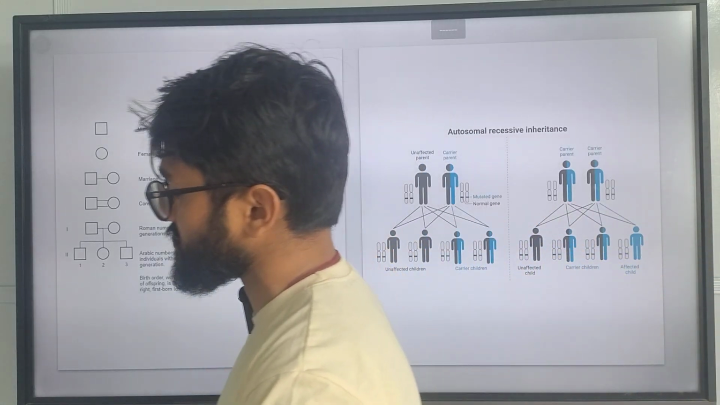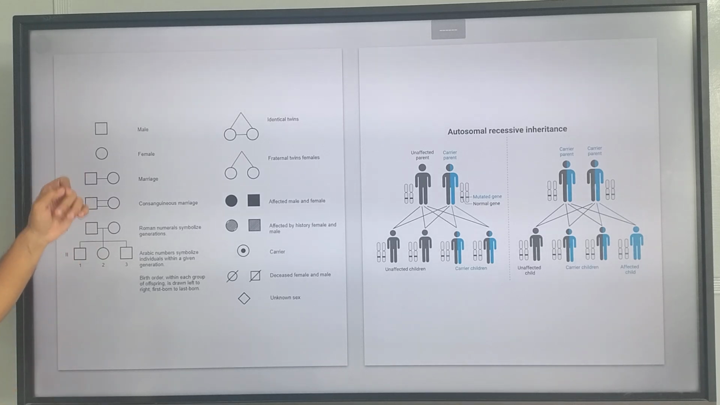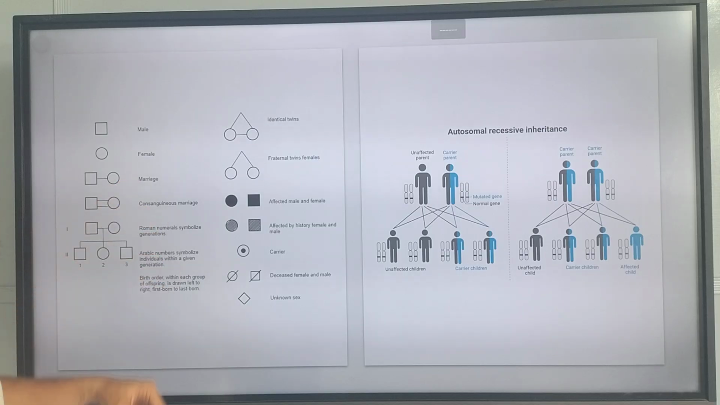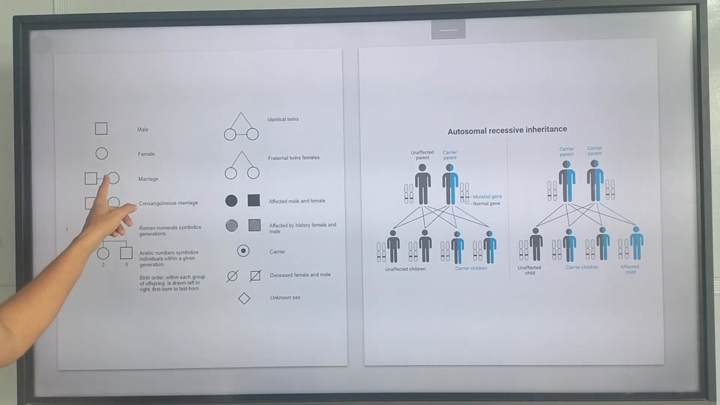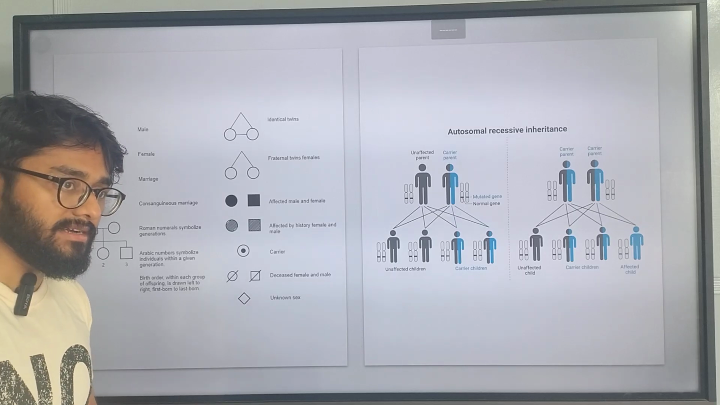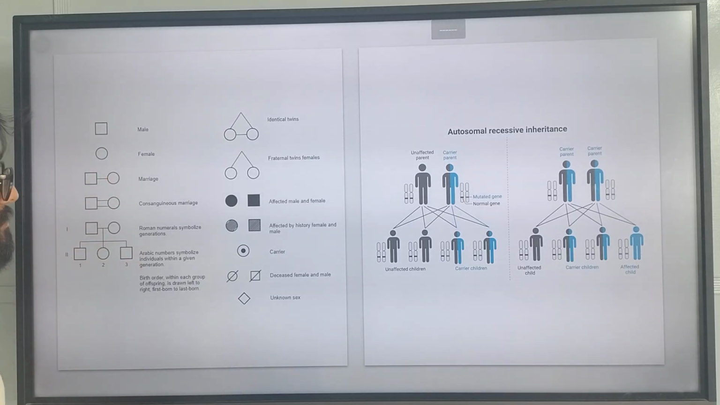From this flowchart itself, you will be able to understand that males are represented through a square, females through a circle, and when there is a mating or a marriage between them, we simply make a line and connect them.